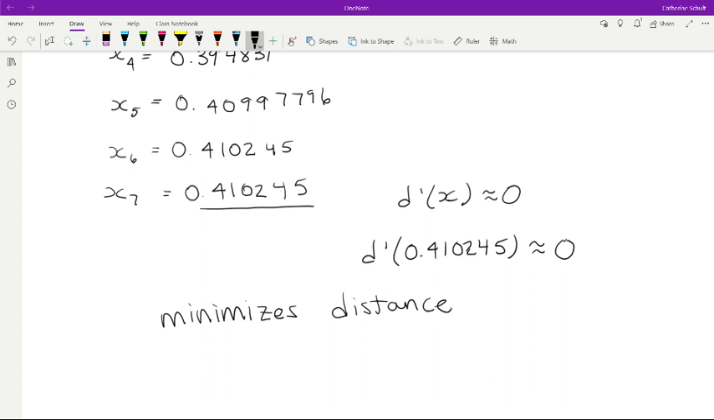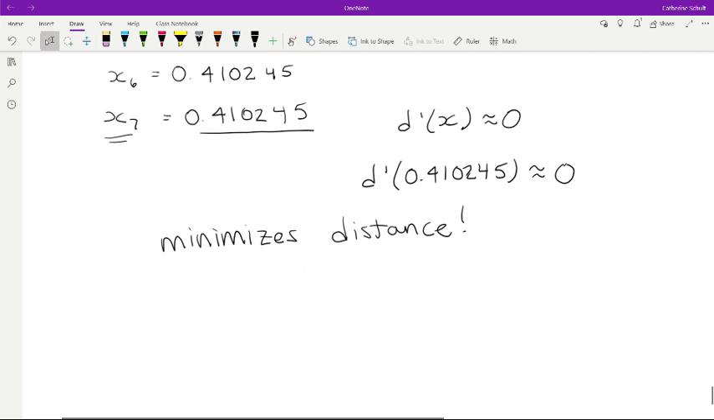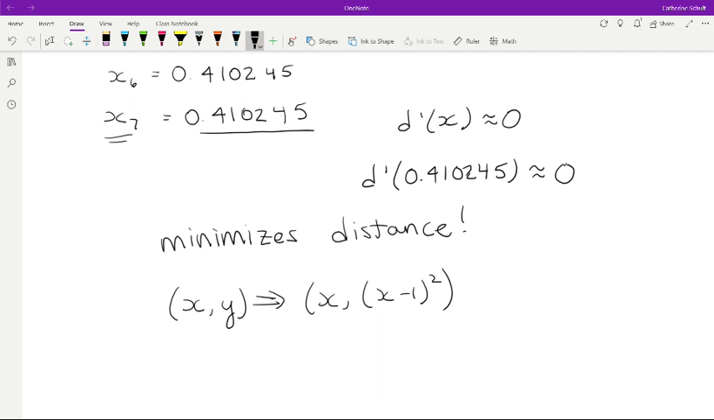Okay, and let's make sure we answer the question. We want the coordinates. So this is the x coordinate. So to find the y coordinate, y is again x minus 1 squared. So we would put in our 0.410245. We would subtract 1 and square it in our calculator to get our other coordinate. And there you go. So that's how we can combine our optimization problems using Newton's method.